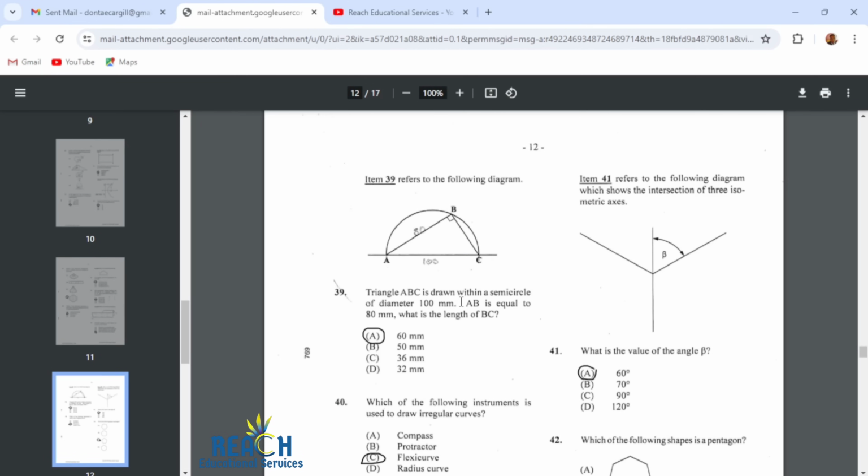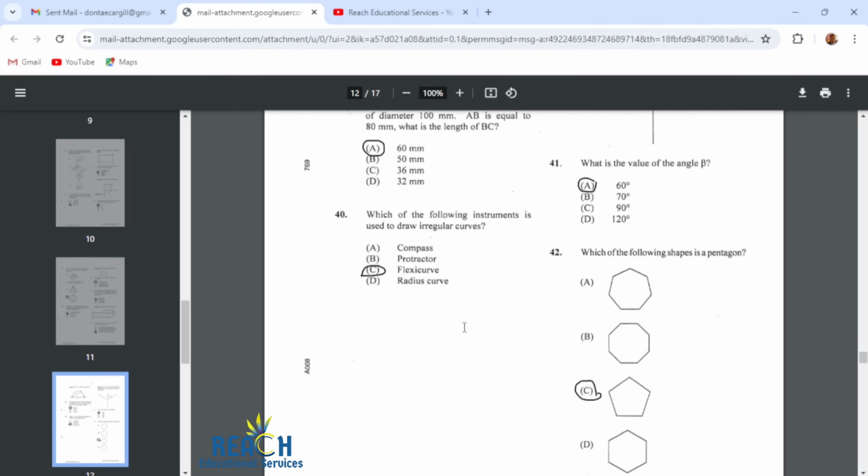Item 39. Triangle ABC is drawn within a semicircle of diameter 100 millimeters. AB is equal to 80. What is the length of BC? And that would be 60. It's because it's a right angle triangle, so it's a 3, 4, 5 triangle. So 100 being 5, 80 being 4. So the next one would be 3.